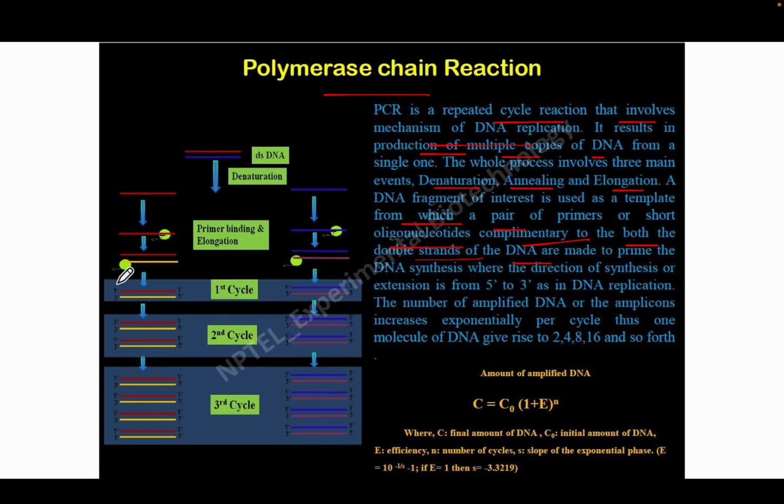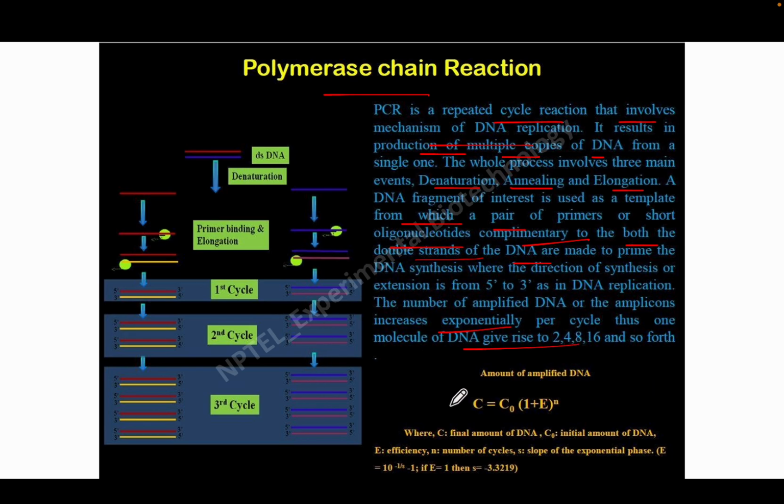In DNA synthesis, the direction of synthesis or extension is from 5' to 3'. So always 5' to 3' is the direction. The number of amplified DNA, or amplicons, increases exponentially per cycle. Thus, one molecule of DNA gives rise to 2, 4, 8, 16, like that.